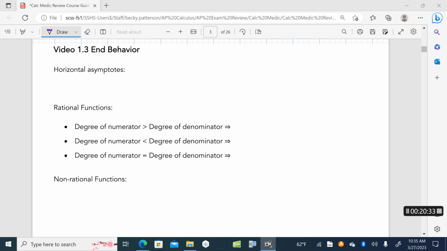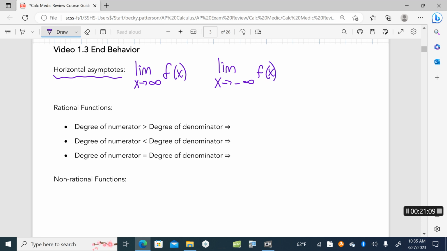So 1.3 talks about end behavior. And end behavior is what happens to the graph as it heads to infinity or to negative infinity. So we're going to talk about horizontal asymptotes, but we're going to talk about them in terms of limits. So anytime you refer to a horizontal asymptote on the AP exam or in calculus, you always want to back that up with a limit. So this would be the limit as x heads to infinity of f of x, or the limit as x heads to negative infinity of f of x.